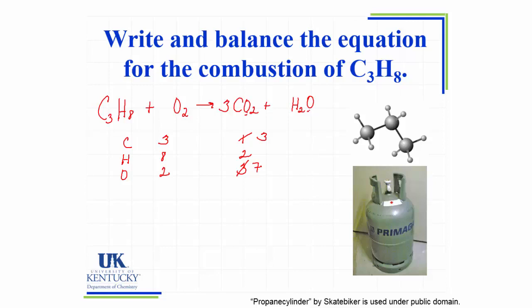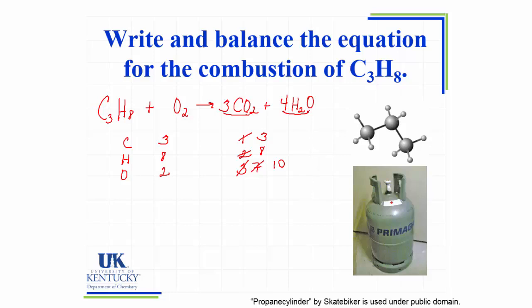Next, I'm going to look at the hydrogen atoms and balance those, and I'm going to do that by adding a coefficient in front of water. So I have 8 hydrogens on the left and only 2 on the right, so I'm going to add a coefficient of 4 in front of water. When I do that, that gives me 8 hydrogens, but it also changes the number of oxygens. So I have 6 from my CO2 and 4 from the water, so that makes a total of 10 oxygens. And notice how each time I add a coefficient, I update my tally so that I can keep track of what I have of each element.